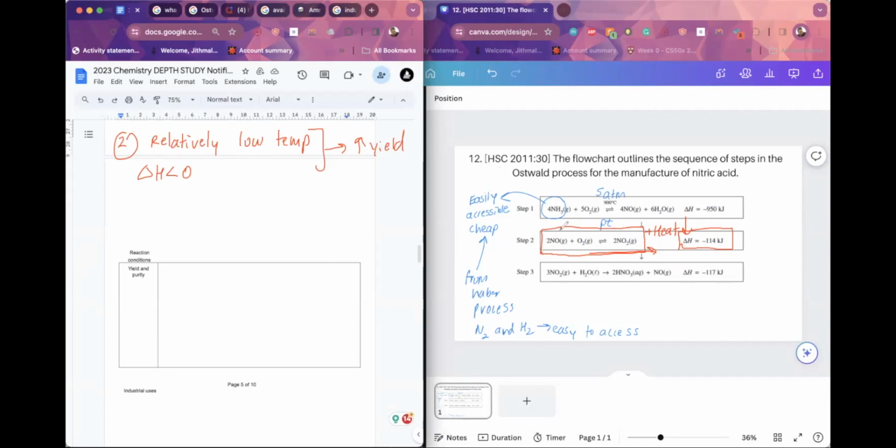Also, since there are 3 gaseous moles on this side and there's 2 on this side, it makes sense to have a much higher pressure. Because high pressure means that there's less volume. And it means it's going to favor the side with less gaseous moles.